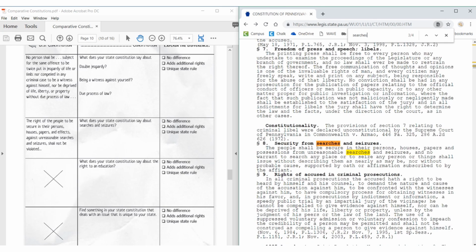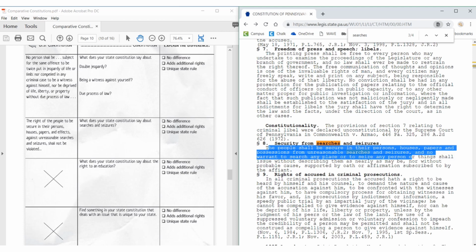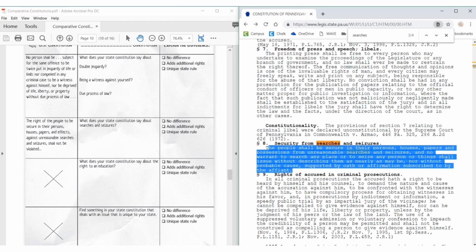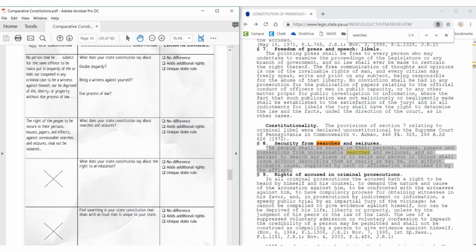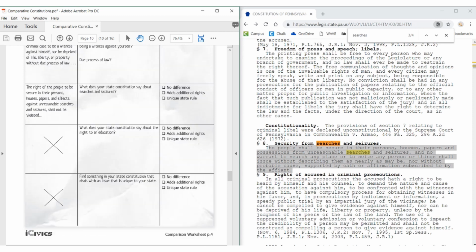So we're going to scroll down one more time. The people shall be secure in their persons, houses, papers, and possessions from unreasonable searches and seizures, and no warrant to search for any place or to seize any person or thing shall be without describing them as nearly as may be, nor without probable cause, supported by oath or affirmation. So that is basically no difference to the United States Constitution.